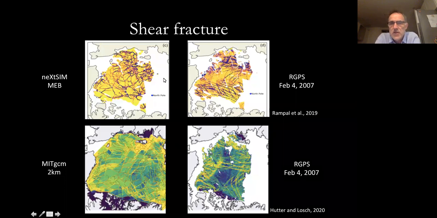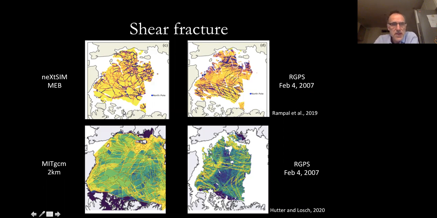If we look at this spatially, what we see on the right are observations from our GPS for 2 different days. And on the left are simulations from 2 sea ice models. On the top left is neXtSIM based on the Maxwell elasto-brittle model. And on the bottom left is the MITgcm with the standard viscous plastic rheology at 2 kilometer resolution.